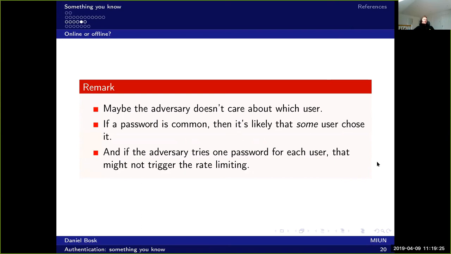So this way the adversary can guess without triggering the rate limiting, and maybe the adversary can get into one of these accounts. And once in one of these accounts, the adversary can use that account as the new base within the system and try to compromise other accounts with more privileges and so on.